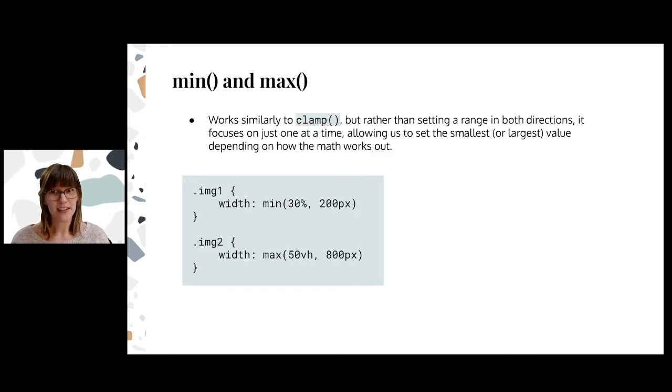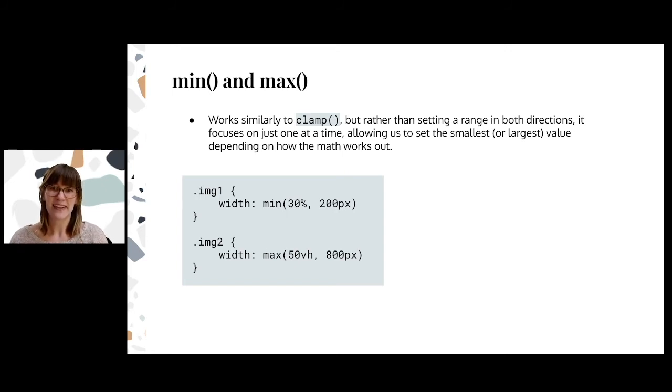If you are a fan of having your style sheets handle as many decisions for you as possible, allow me to introduce you to min and max. They work very similarly to clamp, but rather than setting a range that moves in both directions, it focuses on just one at a time, allowing us to set the smallest or largest value depending on how the math works out. Again, this is a super useful tool for handling those non-fixed values, and non-fixed values are something you have to deal with a lot when you're creating something responsive.